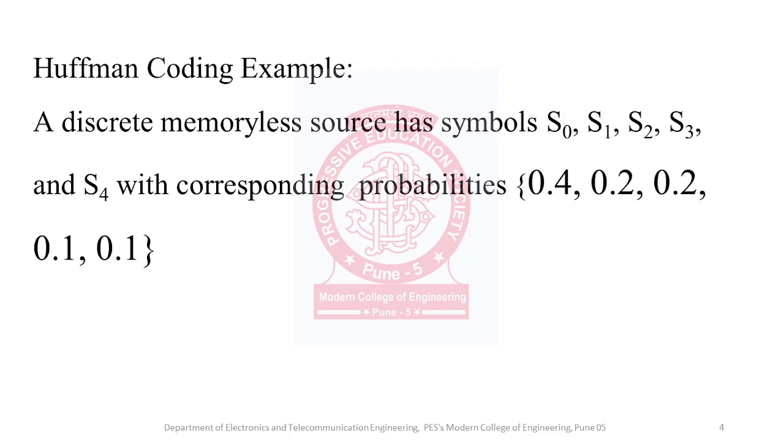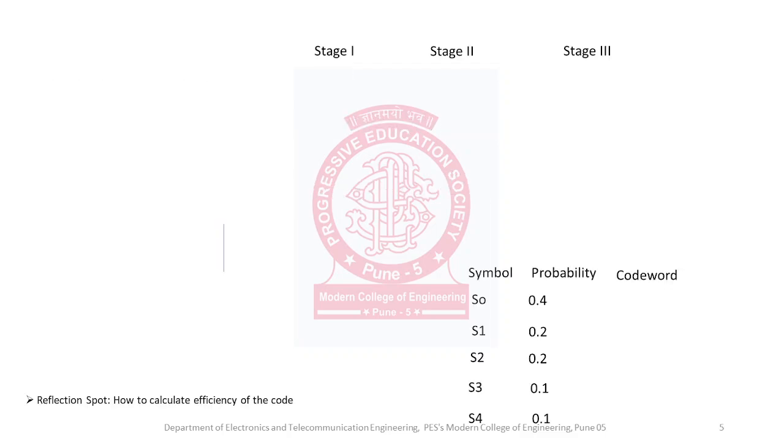Here a discrete memoryless source is given which emits the source symbols from S0 to S4, and their corresponding probabilities are given such as 0.4, 0.2, 0.2, 0.1 and 0.1. Now in the first step of the Huffman coding, we have to arrange all the symbols in the descending order of the probabilities. So here we have arranged all the symbols in the descending order of the probabilities.